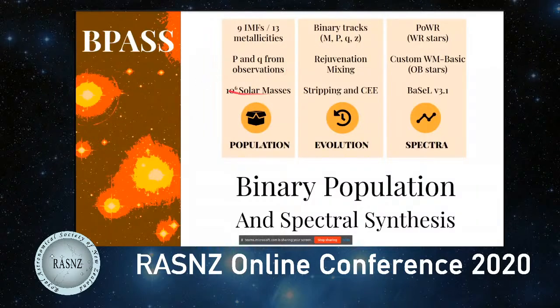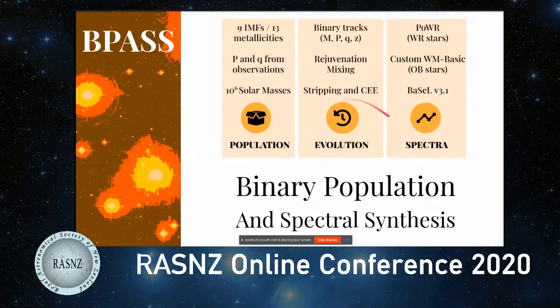And what I find really, really good about this code is that the periods and the mass ratios of the binaries and the proportion of binaries are taken from observations, from actual surveys that have been done. So it's a realistic sample. It represents the universe as we understand it today. So once you've created that population, you evolve it, you make it grow old. There's 51 time bins in BPASS that range from 1 million years to 100 billion years, so much older than the age of the universe. And it includes binary interactions, rejuvenation, mixing, stripping, common envelope evolution, all of that good stuff.